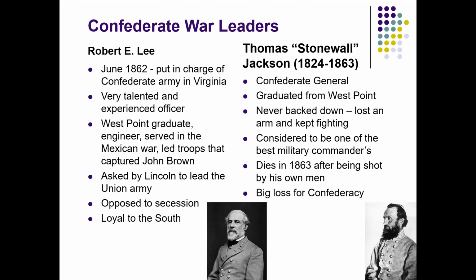In 1863, things start going wrong for the Confederacy, and one of the things that goes wrong is Stonewall Jackson is shot by friendly fire and eventually dies. You can also see he lost an arm in the Civil War and kept fighting. His death is going to be a big loss for the Confederacy in the middle of the war.